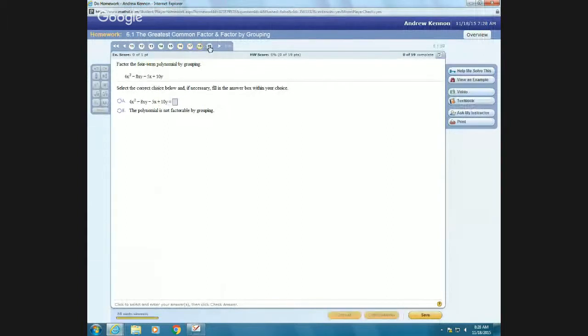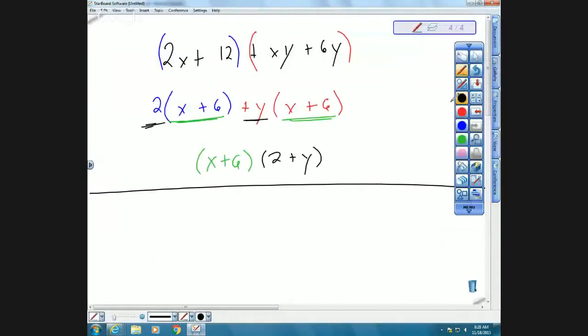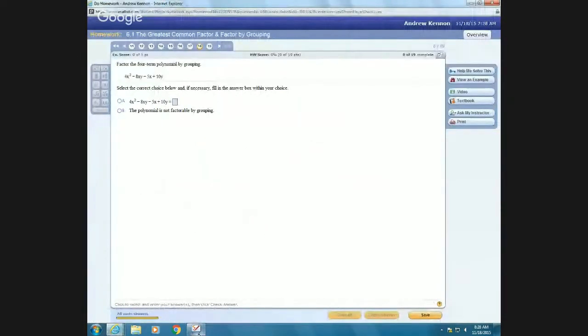What I'm wanting to do, if I can find it: 4x squared minus 8xy minus 5x plus 10.